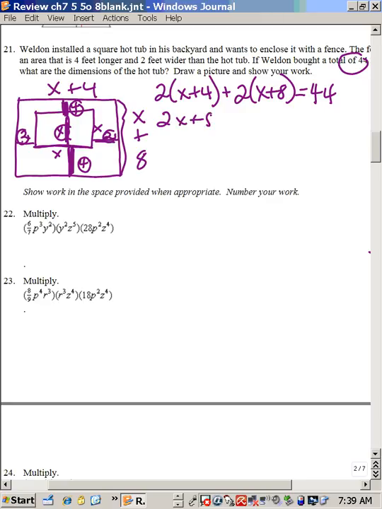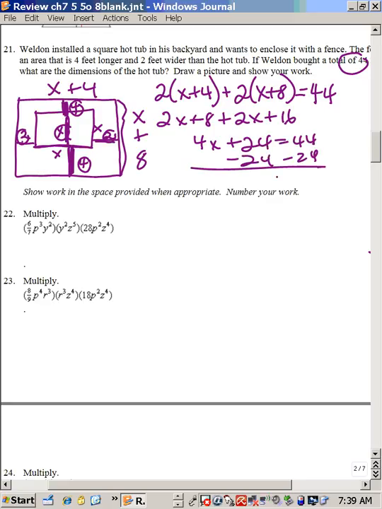Now I'm going to distribute while I try to solve this equation. 2x and 2x is 4x. Subtract the 24, and 4x equals 20, so x is 5. Now it asks to find the dimensions of the hot tub. Well, the dimensions of the hot tub are 5 by 5.